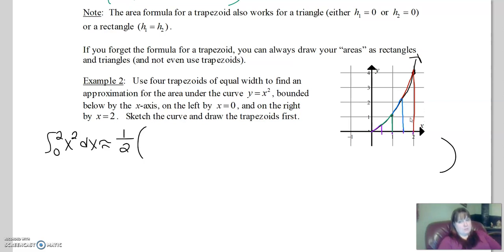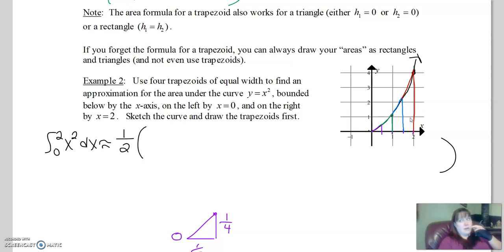Well, let's start with the purple trapezoid. It has a width of 1/2, right? A width of 1/2, and a height, well, what is this point right here? When x equals 1/2, y equals 1/4. So the height of that is 1/4, and that's 0.